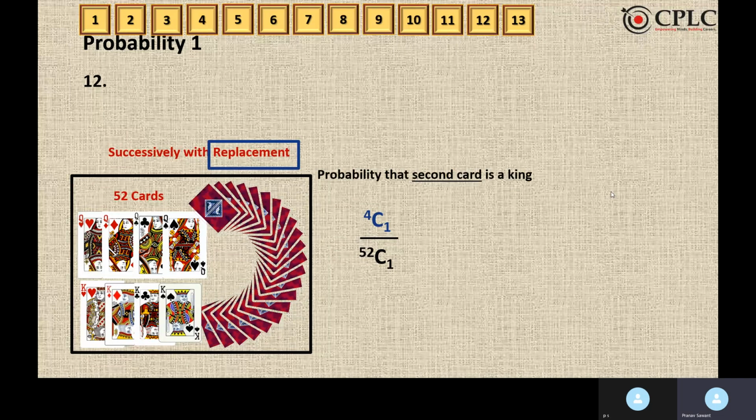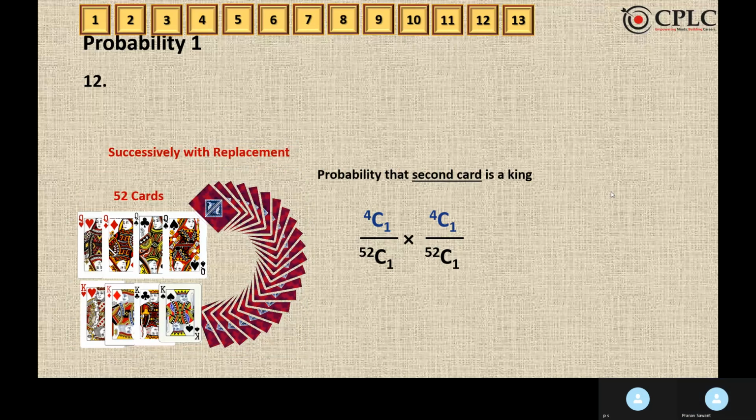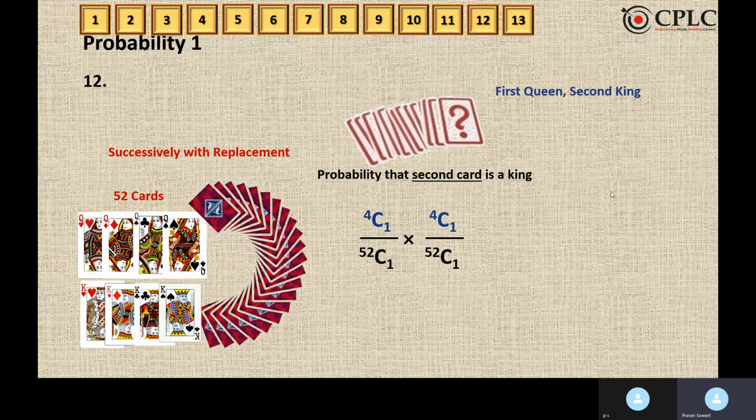Probability that second card is a king. So again, we are selecting one card out of four, and sample space is going to be 52c1. So it's 4c1 upon 52c1. In the middle, there will be a multiplication sign as we need to select both the cards, king and queen, and means multiplication. But over here, there's one more possibility that the first card could be queen, second king, and first card could be king, second queen. So that means we have just considered one possibility.